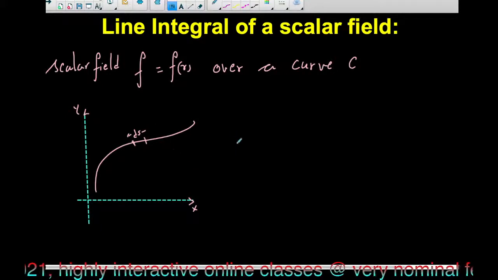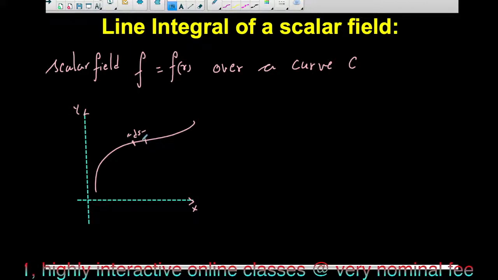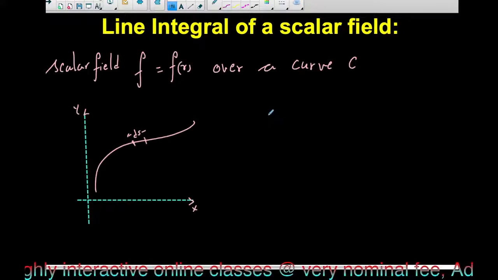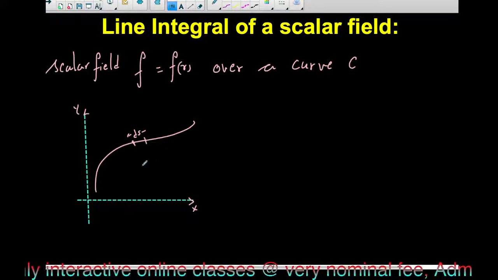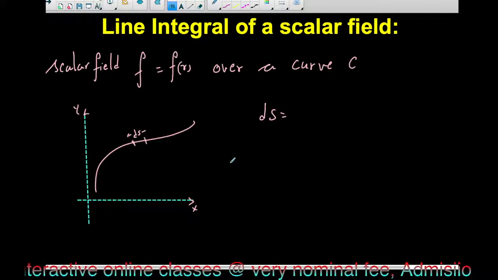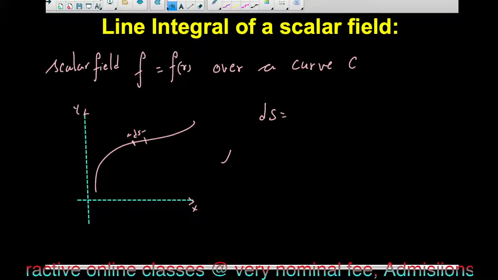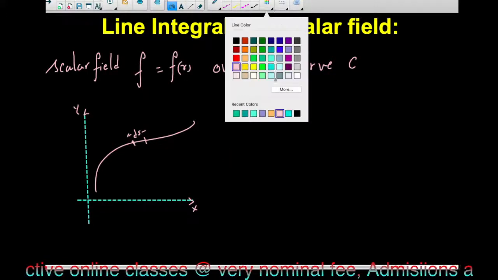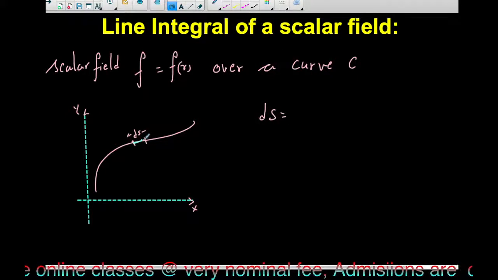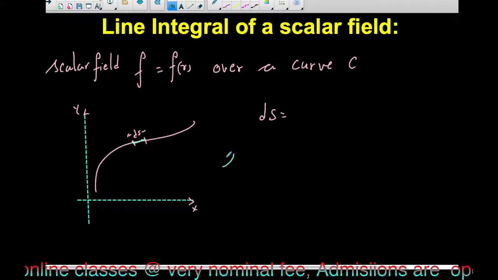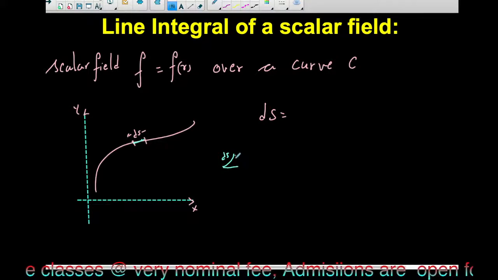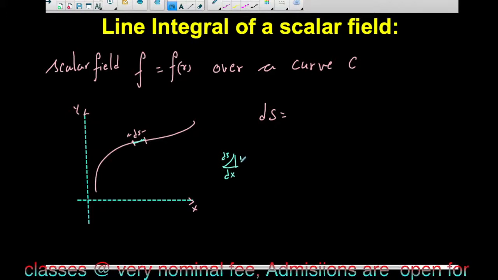So this length is ds. How do we find this ds in the xy plane? Can you tell? ds is equal to what do you write? This part is ds, and when we consider this small infinitesimal length, let this be dx and this be dy.